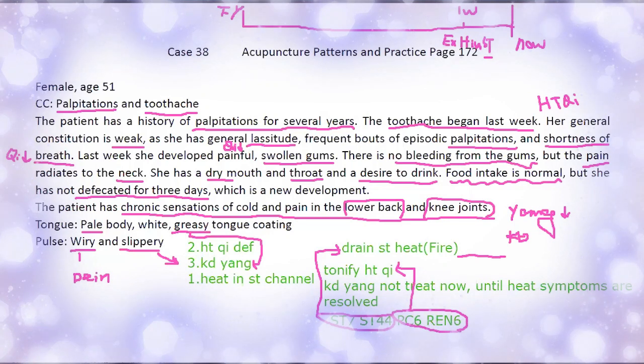So Pericardium 6 is working for the heart. In the book, they talk about it being a good point for regulating heart qi, dispersing the qi in the chest, and also calming the spirit. Especially they use it together with Ren 6, to regulate heart qi and promote the qi. So that's why they use Pericardium 6 with Ren 6 here.